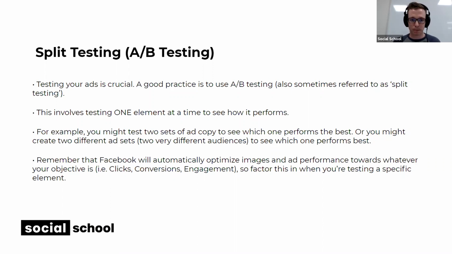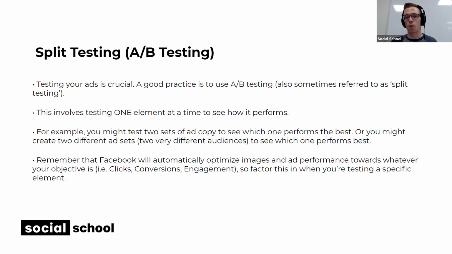So remember that Facebook will automatically optimize images and ad performance towards whatever objective our campaigns are. So we want to make sure that we're factoring this into our testing. What this means is that if we have an objective of clicks, for instance, it's going to optimize towards what's going to be clicking the most.